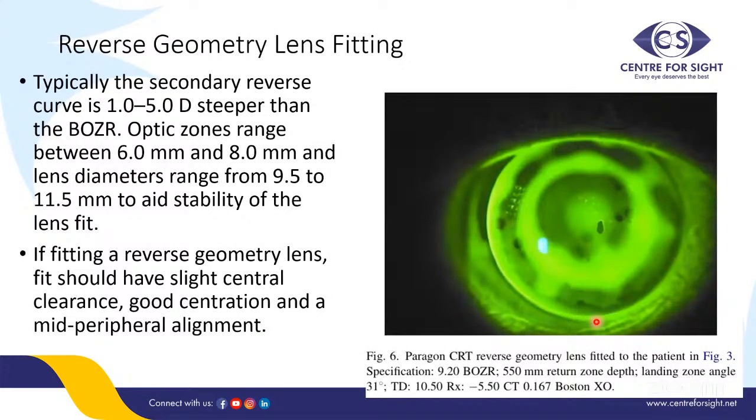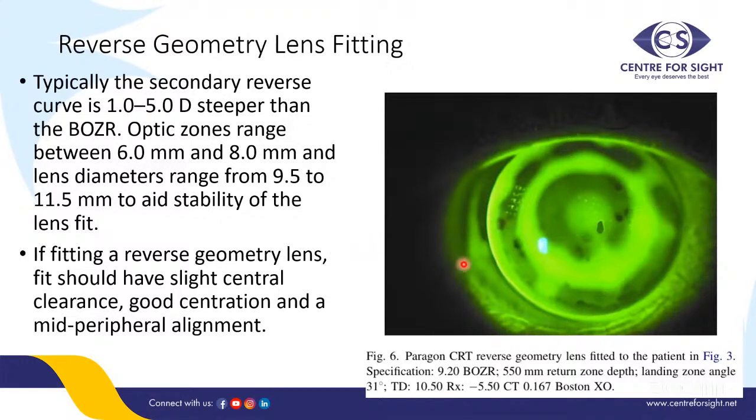So coming in detail to the reverse geometry fitting, as we see in the diagram, typically the secondary reverse, which is the second curve here, should be 1 to 5 diopters steeper than the BOZR zone. The optic zone may range between 6 to 8 mm, and the diameter should be large, from 9.5 to 11.5 mm, to aid the stability of the contact lens over the cornea. And when fitting a reverse geometry lens, the fit should have a central clearance as shown here, a good centration and a mid-peripheral alignment.